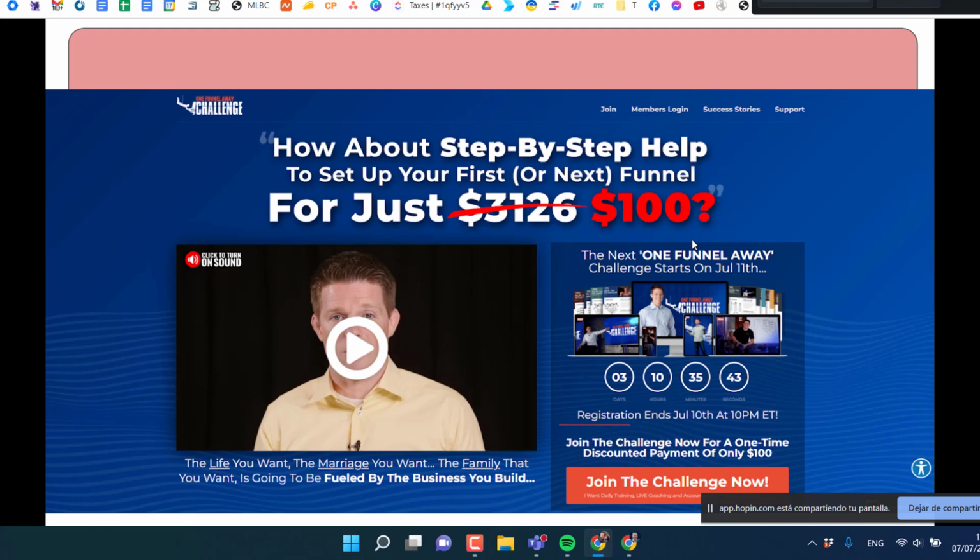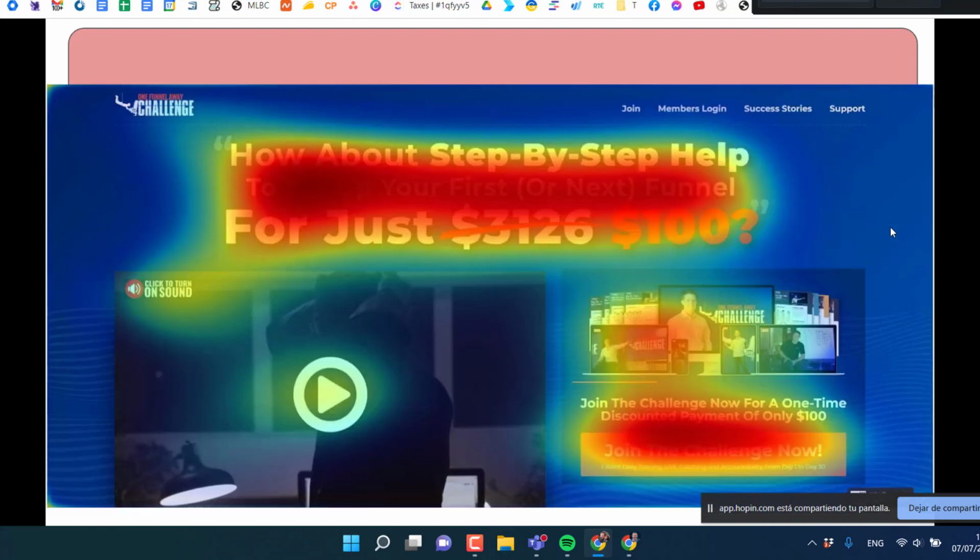Basically, I can use AI-generated software to review your funnel or a competitor's funnel. One screenshot of it, and it gives you a look at what it might look like. So here is the One Funnel Away Challenge, and the AI heat mapping software uses AI-generated user engagement to see how people would engage with your page and to see if there are any issues with it. Okay, and here's how that would look, with the heat engagement.